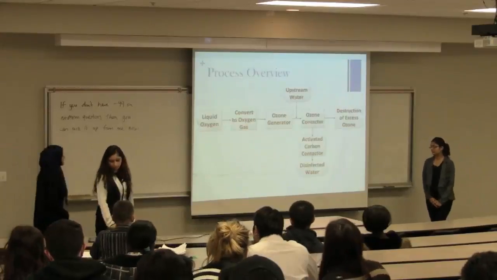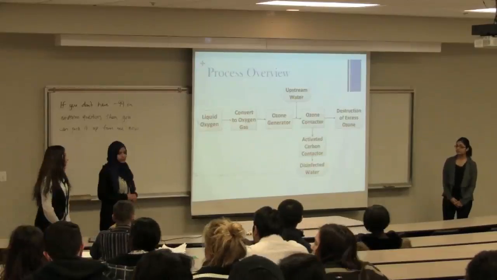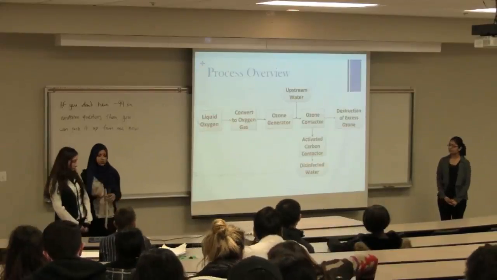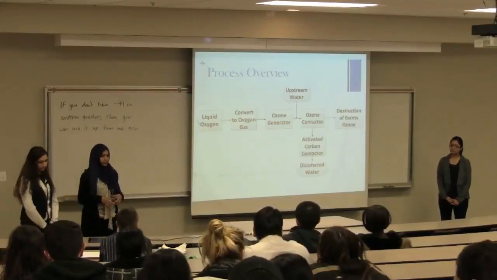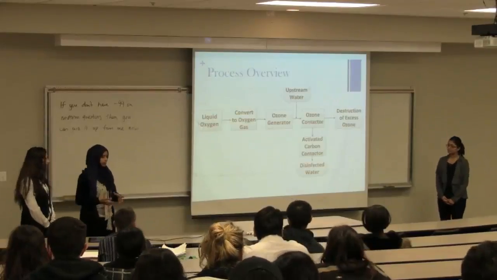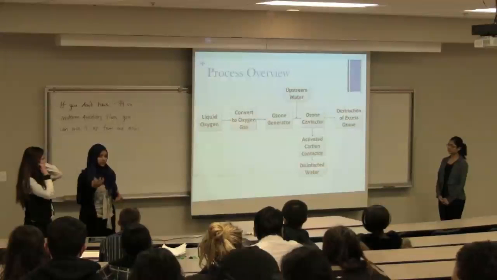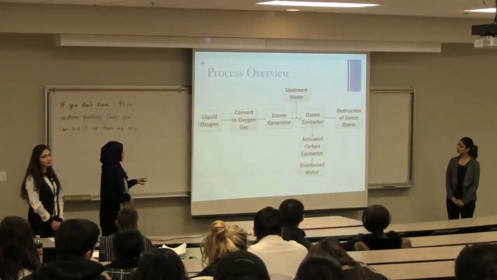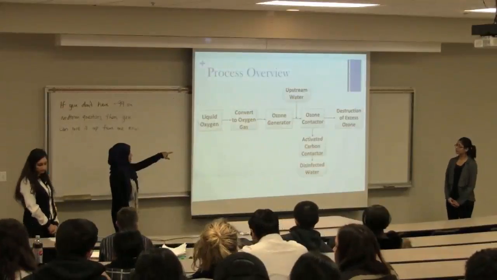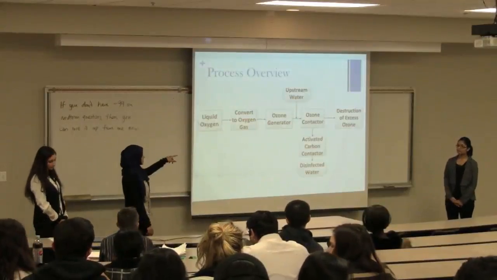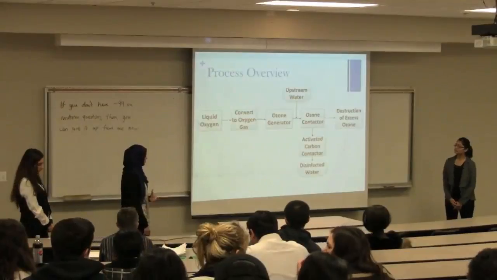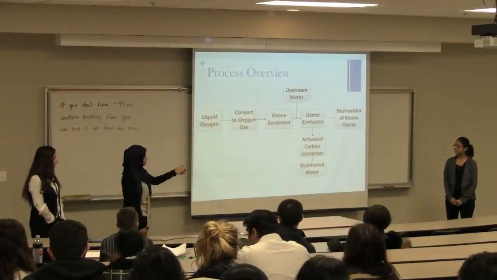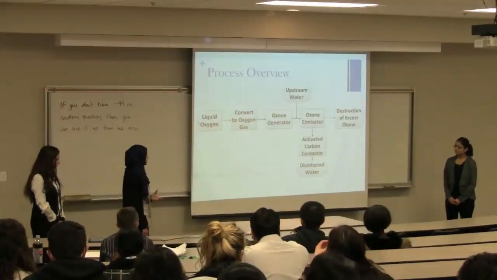So to enhance the water treatment process, ozone is used for disinfection. Basically, ozone is an unstable molecule, so it has to be created in the course of treatment. The way ozone is created is that you take oxygen. A general process is shown here where liquid oxygen is first converted into oxygen gas, and that's sent to the ozone generator where the ozone is generated, and then that ozone is mixed with upstream water and sent to the ozone contactor where the disinfection process occurs.